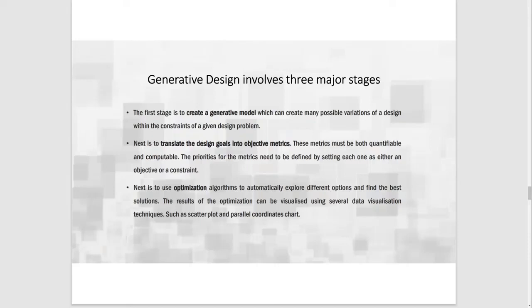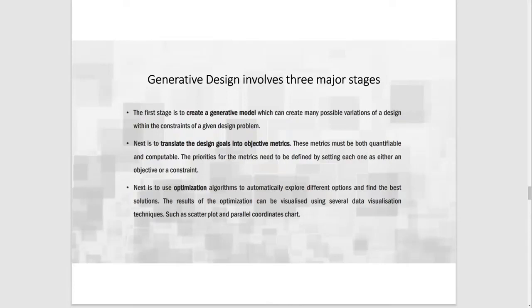There are two conditions there. These metrics must be quantifiable, in the sense that you must be able to express them numerically. And secondly, they must be computable, meaning that their values can be set by the design options. So that's the second step: you are translating your goals into metrics. Then the priorities for the metrics also need to be defined, either as objectives or as constraints. So you are telling the computer how you want it to translate your goals.